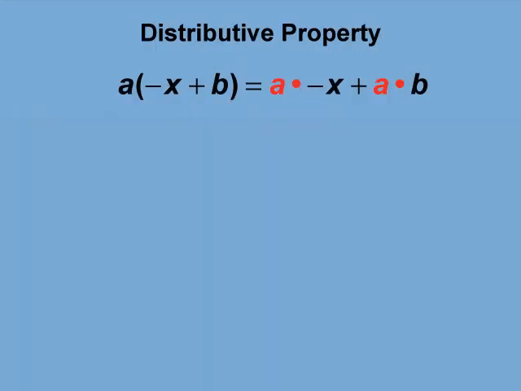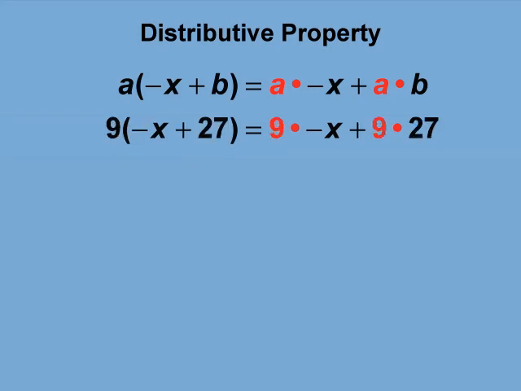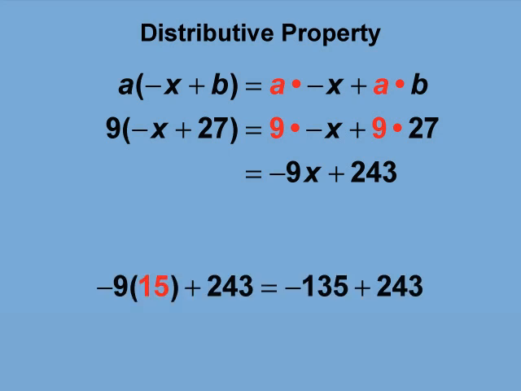Using the distributive property with an expression of this form has the a term distributed to each of the terms in the variable expression. So we take 9 and distribute it to the negative x and the 27, as shown here. The result is negative 9x plus 243. We evaluate this expression for x equals 15 as shown here. We get negative 135 plus 243, which is equal to 108. Let's look at a final example.